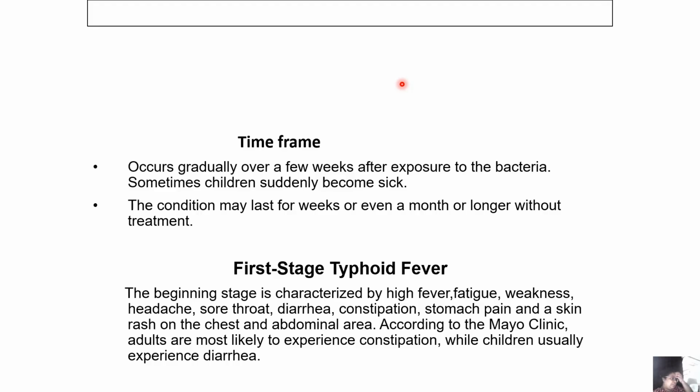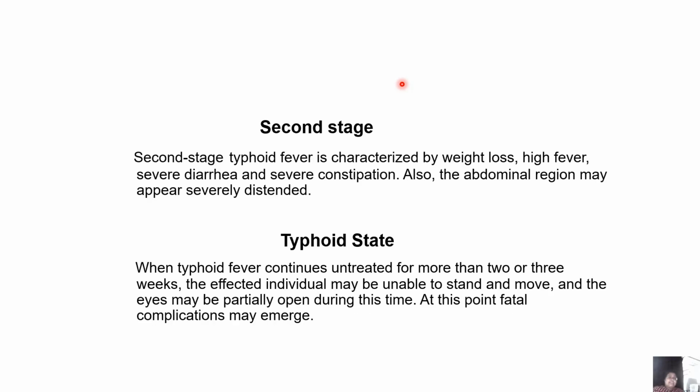Now, what is the first stage of typhoid fever? So, the beginning stage is characterized by high fever, fatigue, weakness, headache, sore throat, diarrhea, constipation, stomach pain, and a skin rash on the chest and abdominal area. According to the Mayo Clinic, adults are most likely to experience constipation while children usually experience diarrhea. So what is the second stage? The second stage is characterized by weight loss, high fever, severe diarrhea and severe constipation. Also the abdominal region may appear severely distended.